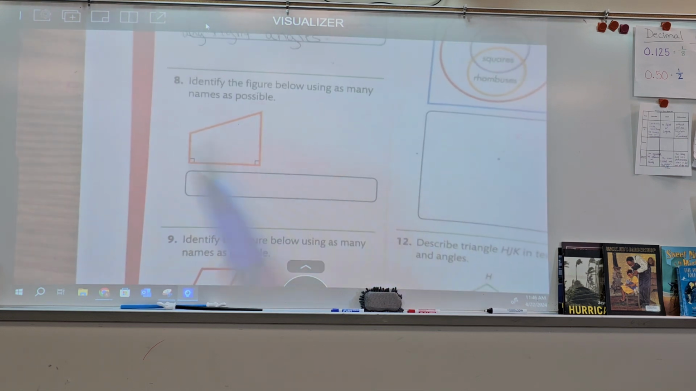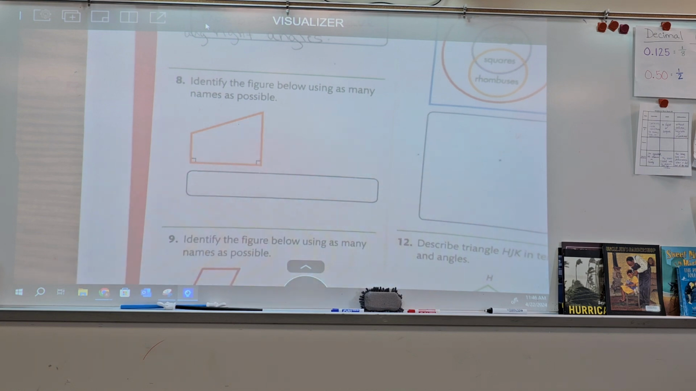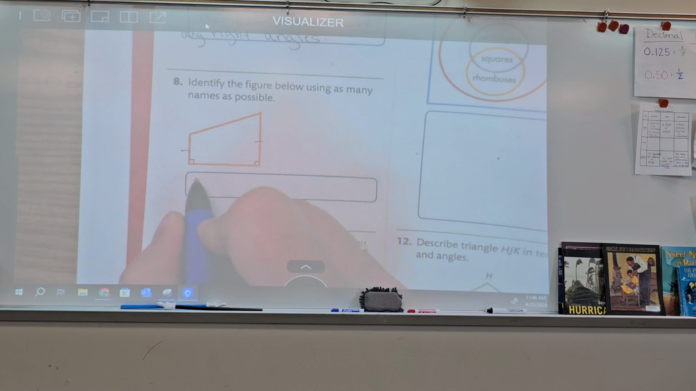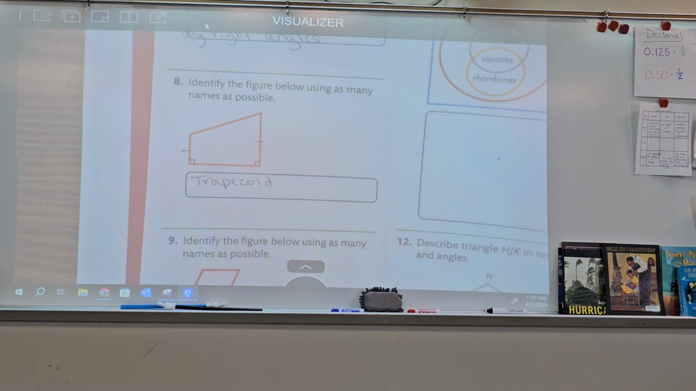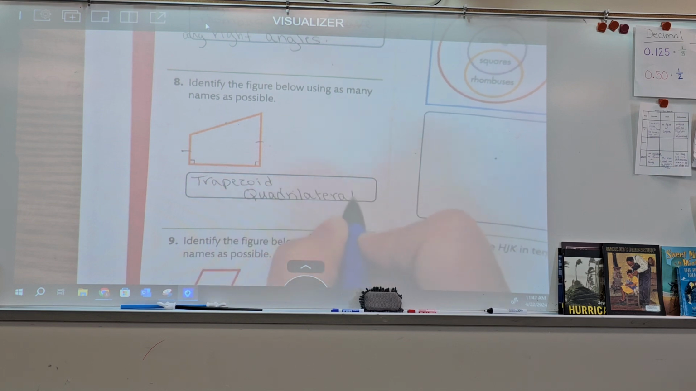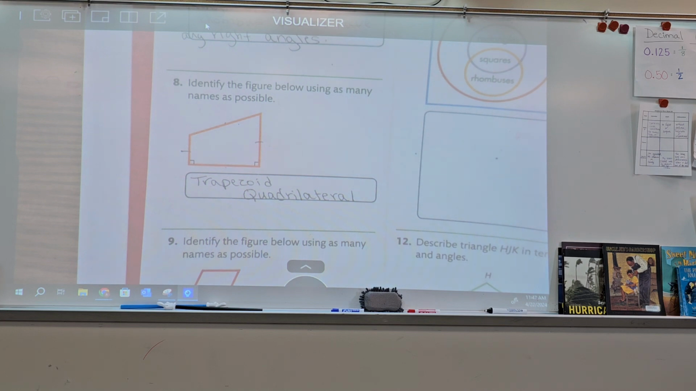Number 8, we're going to identify this figure using as many names as possible. So we're going to start with the most specific. There's only one pair of parallel sides, which means it is a trapezoid. And because it has 1, 2, 3, 4 sides, it's also a quadrilateral. Those are the only names you can name that shape.